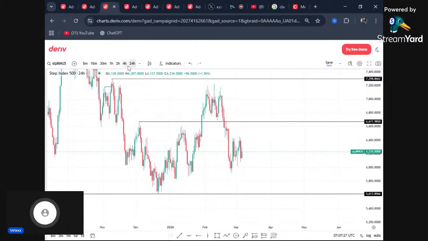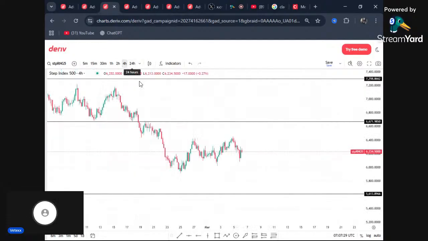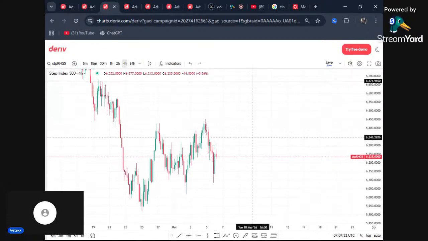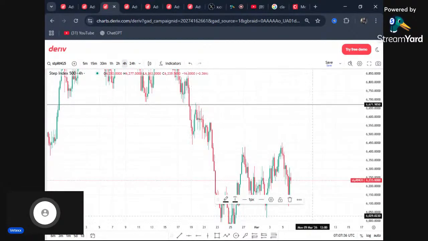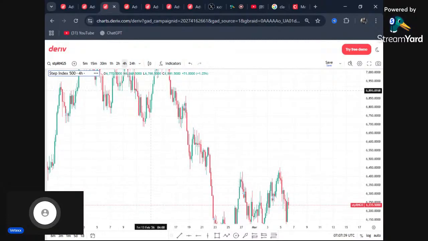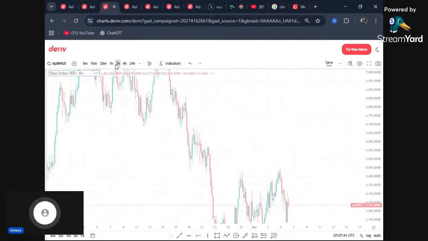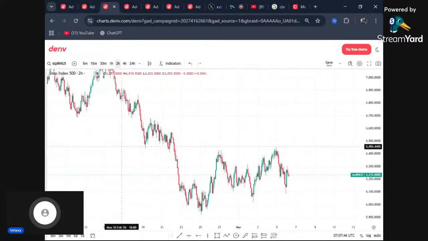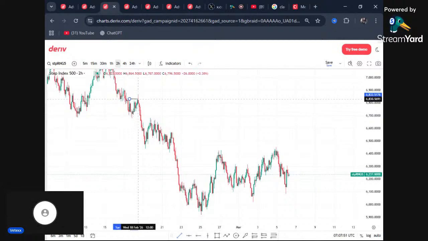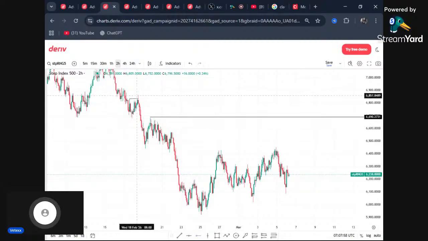So let's go to the 4 hour time frame to see if we see a continuation from here. The 4 hour time frame, we don't see anything. On the 2 hour time frame, let's check if we'll see something tangible. So on the 2 hour time frame, look at what we have here. We have a sweep of liquidity here, and then we have a structural liquidity here. And this is our protected high.